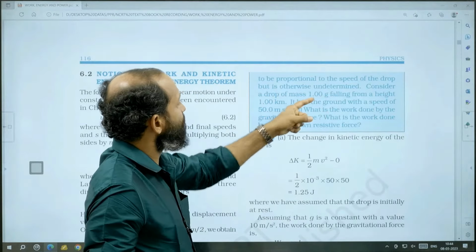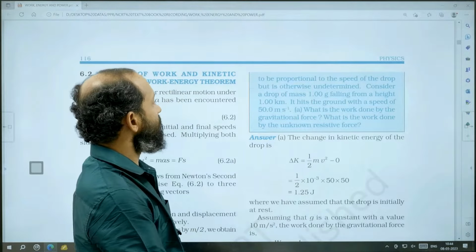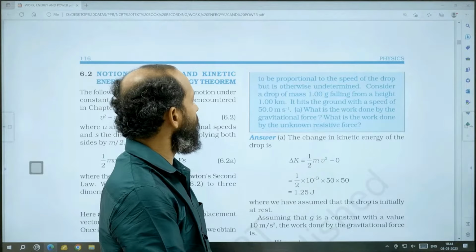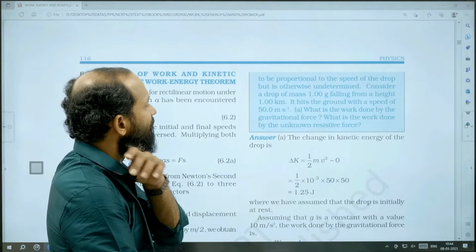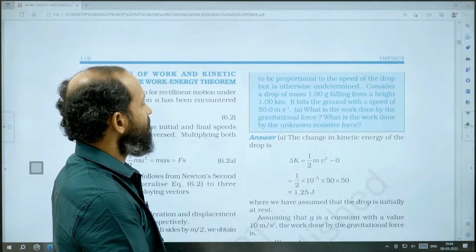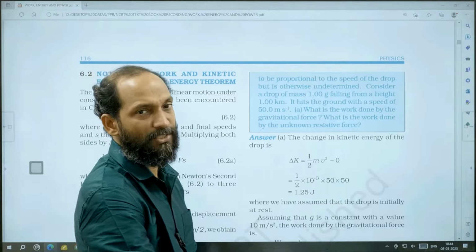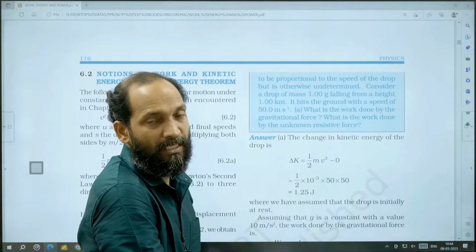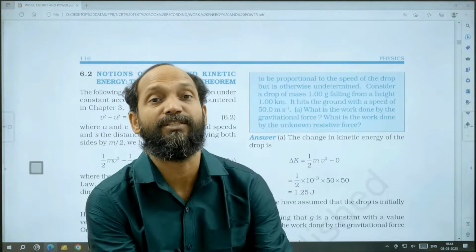Consider a drop of mass 1 gram falling from a height of 1 kilometer, which hits the ground with a speed of 50 meter per second. What is the work done by the gravitational force? What is the work done by the unknown resistive force? Work done by the gravitational force is work done by a conservative force. Gravitational force is a conservative force. Conservative forces are those forces which have their own potential energies.